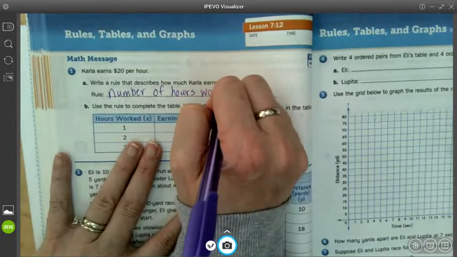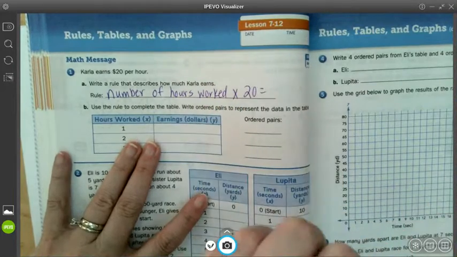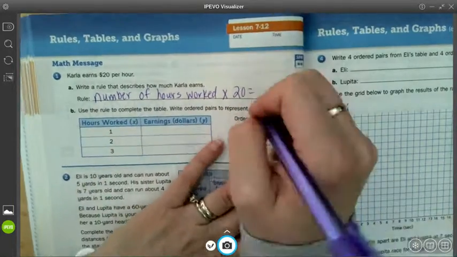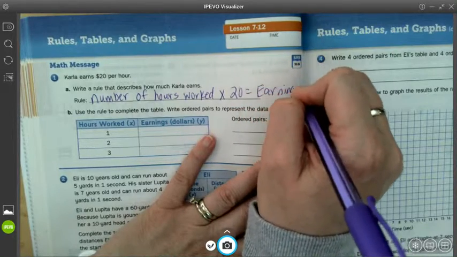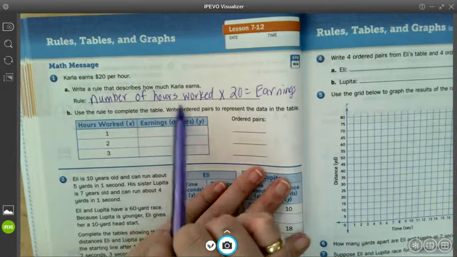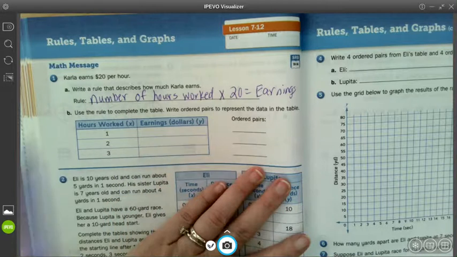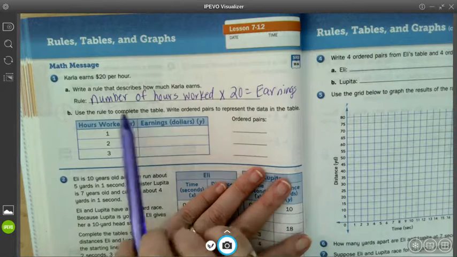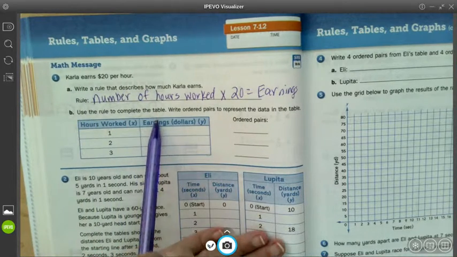Number of hours worked times 20 equals her earnings, right? Or how much money she gets for working. So that would be a rule that would describe if Carla earns $20 per hour when she works. So now that we have our rule for this statement, we could use this rule to complete this table.